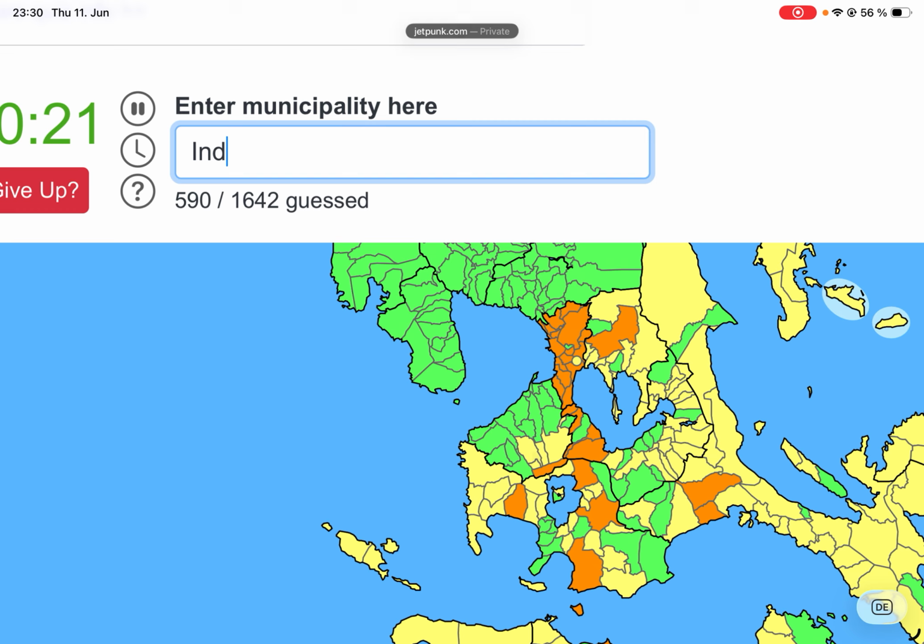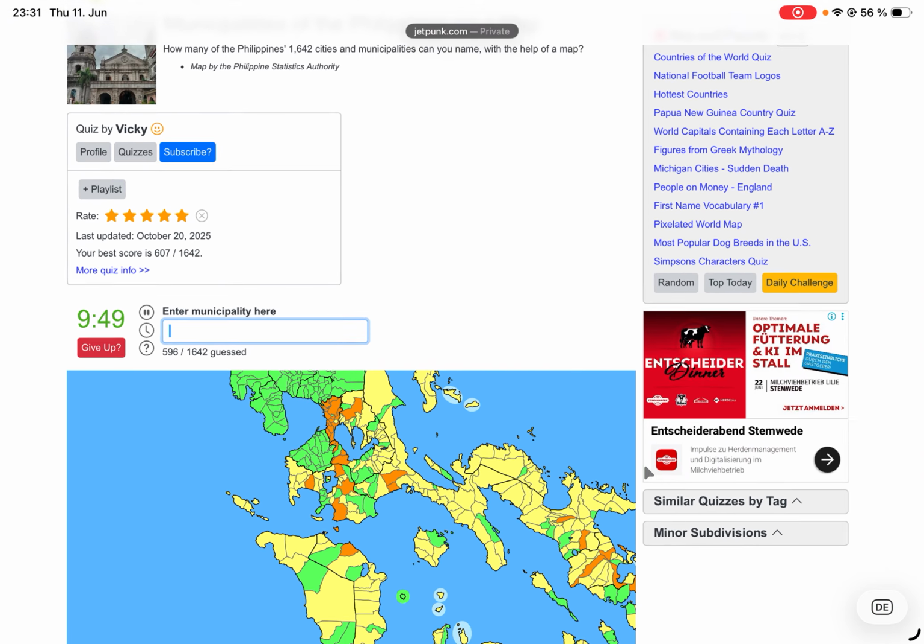We have Indang, Mendez. I forgot this is also a component city right here, hidden in the south, called Tagaytay. We have Silang, Amadeo, and then this very small little municipality right here is called General Mariano Alvarez, like this. All right.